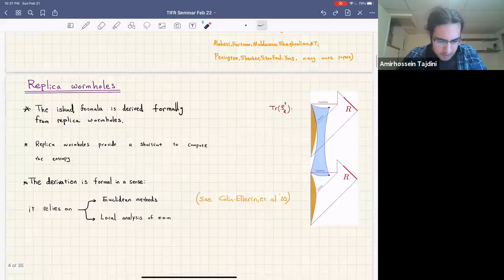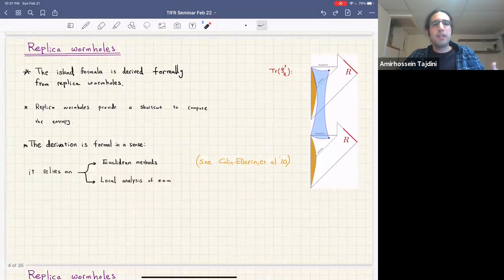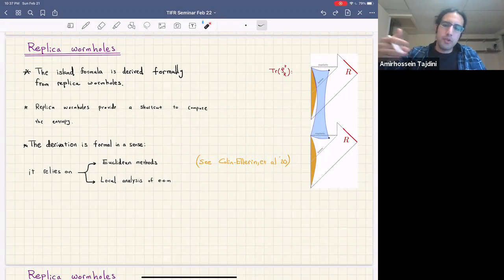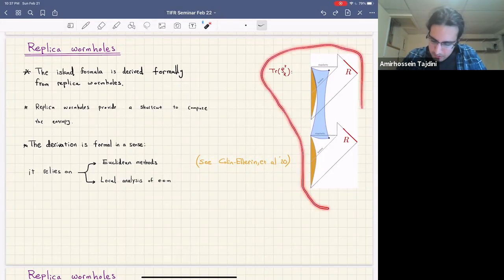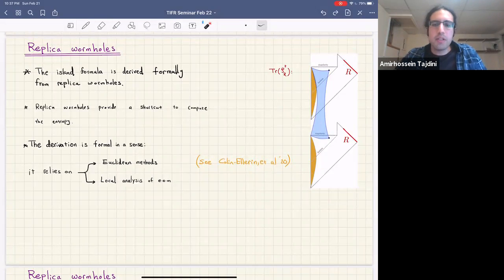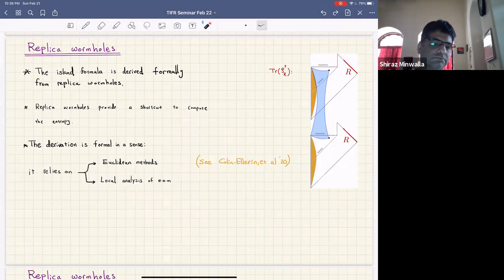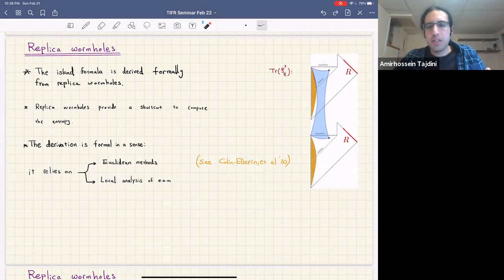So, as you may have heard many times, this formula in some toy models is derived from replica wormholes. These are the wormholes that appear in the replica trick when we try to compute the trace of rho to the n. So for example, for the trace of rho_R squared, we expect a cartoon like this, where the gravitational regions are connected. And one way to think about replica wormholes and the replica trick is that it provides a shortcut to compute the entropy without telling us what exactly the density matrix is.